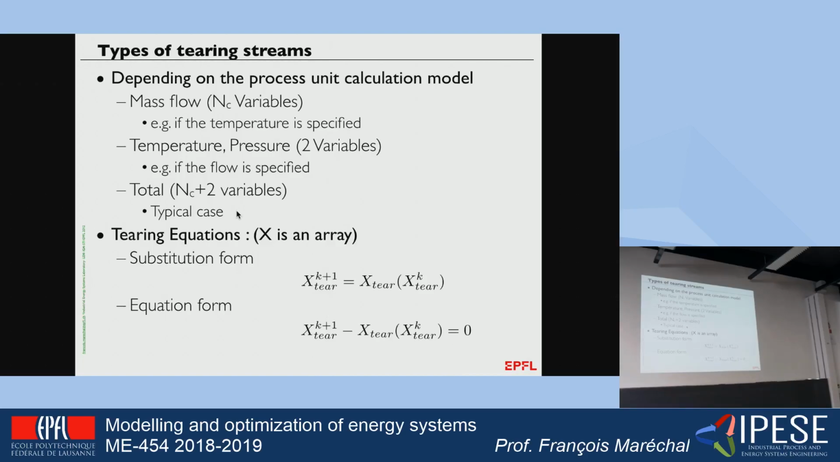Now, the tearing equations can be of two types. If you are solving the problem as a sequence, typically you will use a substitution mechanism, which means that you recalculate the value at iteration k, and you obtain the new value at the end of the sequence that you can then re-inject in the loop. Okay? But don't forget to test if the new value is different from the previous one, because you have to be sure that the loop is going to converge.